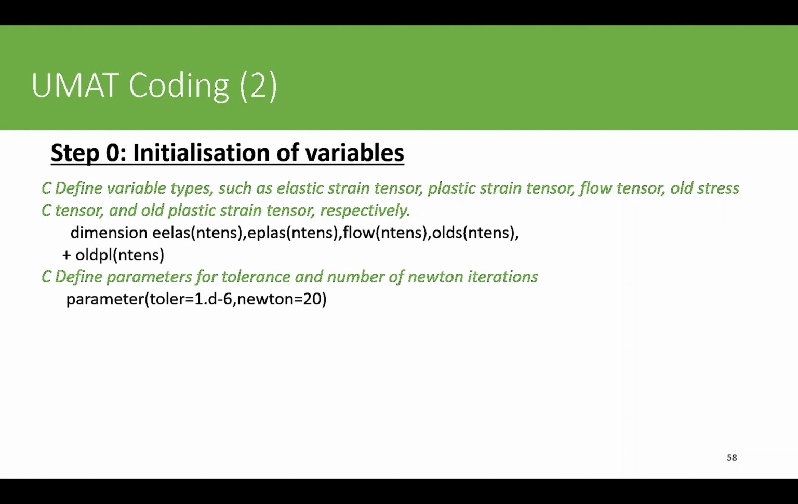Since we are going to use the Newton method for the residual, which I explained in the previous part, I am defining the parameters related to the Newton iteration. The tolerance is 1 exponent minus 6, which is a very small number. We also need to decide how many iterations we can use in the UMAT, and we are giving a maximum value of 20 so that we can get a convergence.